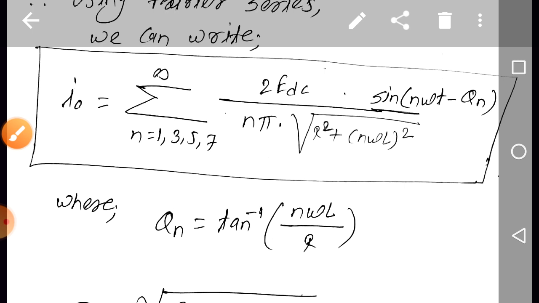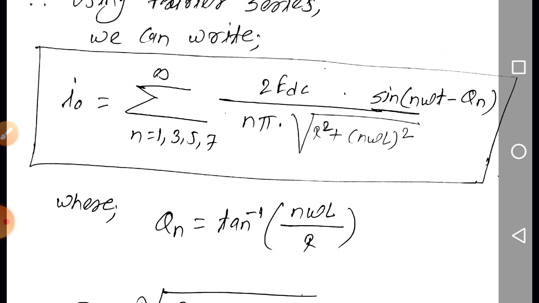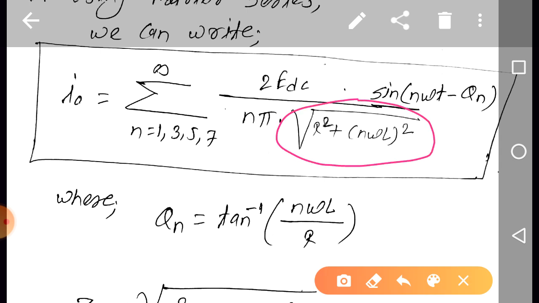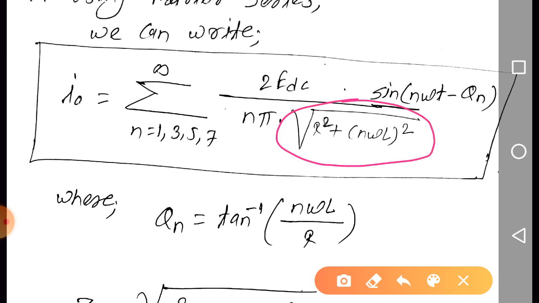So I0 is equal to, instead of R, now we are having 2 EDC by n pi, instead of R we are having under root R square plus n omega L bracket square. So please be careful, try to understand it. It is like V by Z. What is Zn?